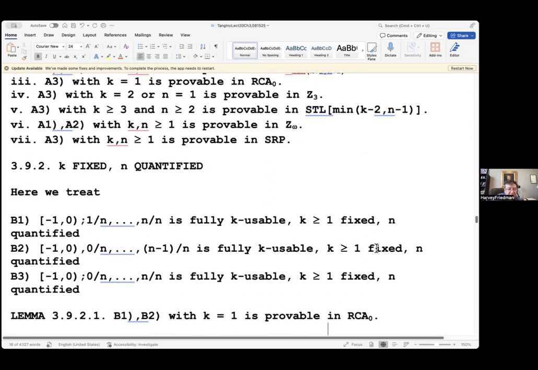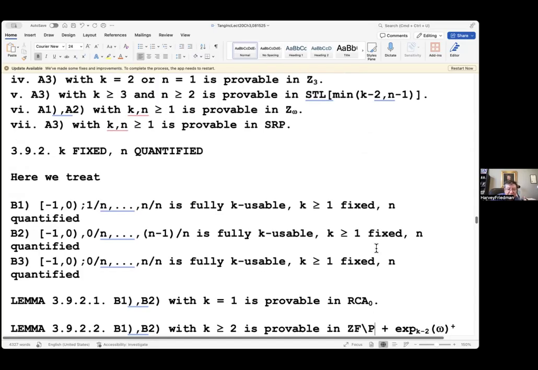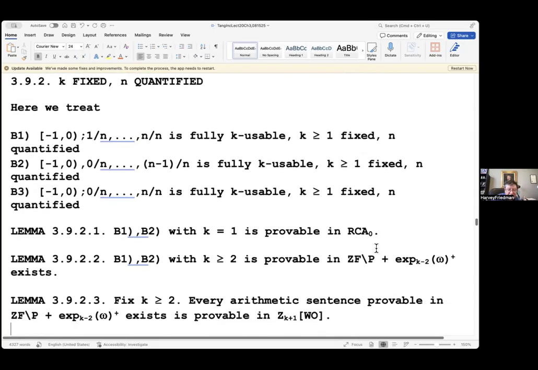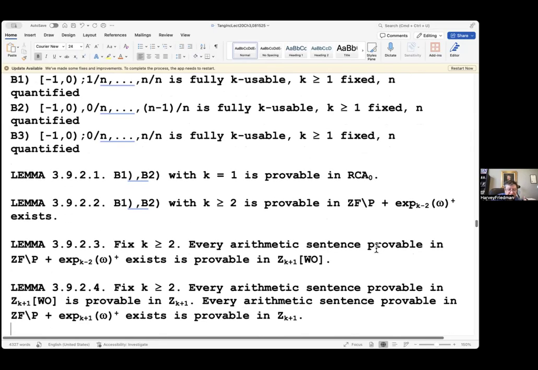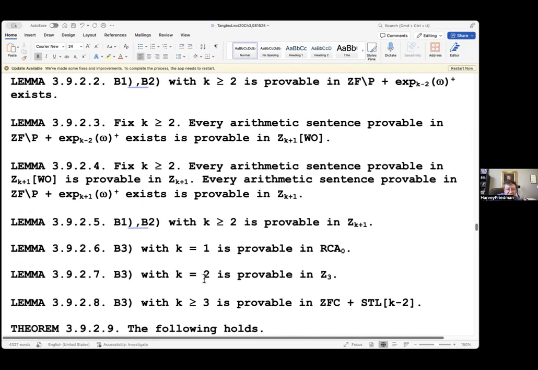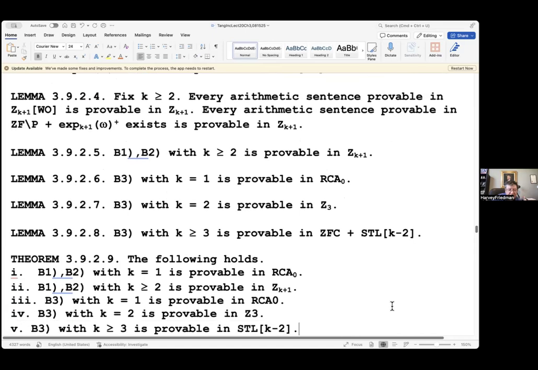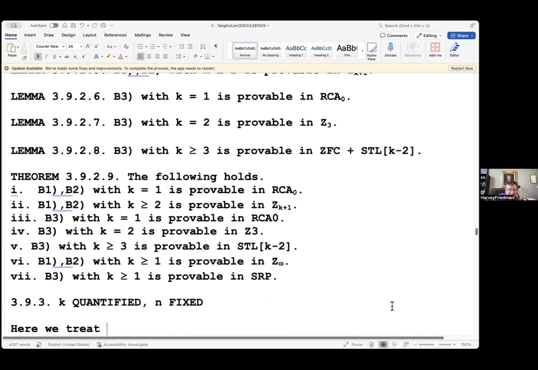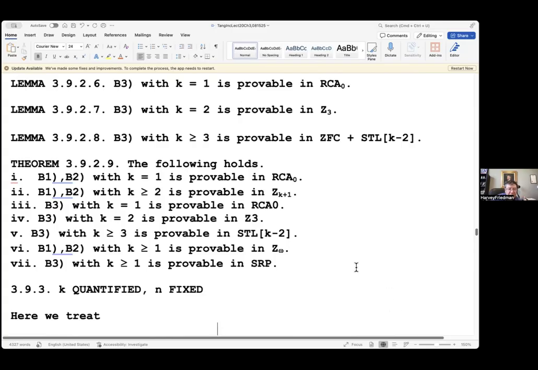Okay. And now we go from K fixed and N quantified. Yeah, K fixed and N quantified, and we get similar phenomena. Let's see. If K is fixed and N is quantified, we get with K is 1, it's RCA naught. K is 2, it's Z3, and K is 3 and higher, it's subtle cardinal of rank or whatever level, K minus 2. And then what happens when we, yeah, we get a consolidation of everything I said this way.